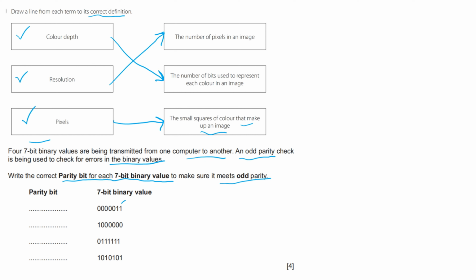So 1, 2, we have 2. 2 is an even number, so the parity bit will be 1. Okay, next one, we have only 1, so we use 0 as the parity bit. Then we have 2, 4, 6. We need to make it odd, so add 1. Then we have 1, 2, 3, and 4. So 4, we need to make it 5. 5 is an odd number, so the parity bit will be 1. So these are the correct answers for this question.